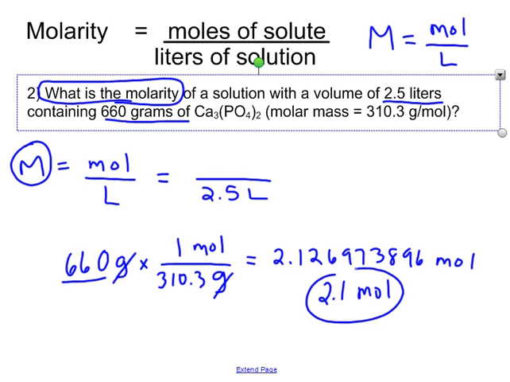Okay, but that's not really our answer. We have to take that number and plug it back up into this equation, 2.1 moles here. So 2.1 moles divided by 2.5 liters in your calculator comes out to be 0.84.